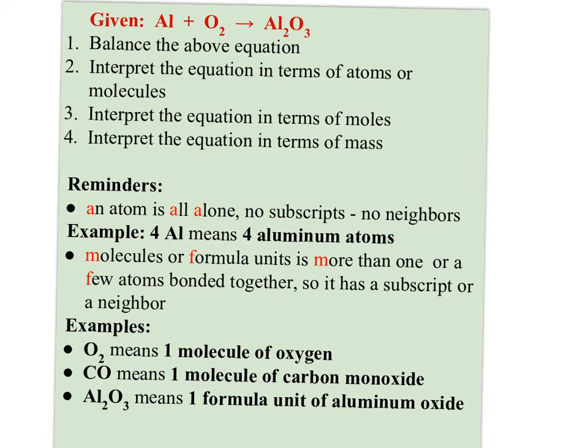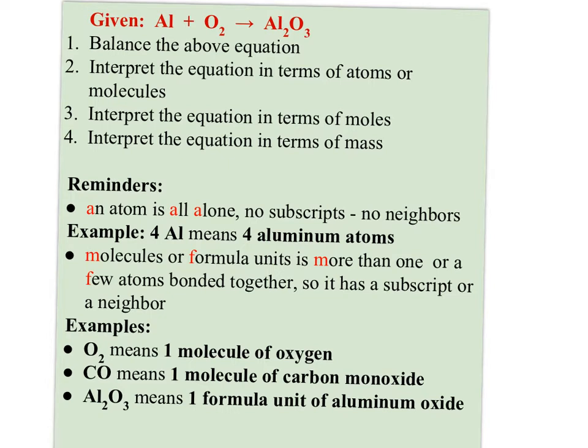So here's another example to look at. Given Al + O2 forms Al2O3, balance the above equation. So I'm going to encourage you to pause this and go ahead and balance, and I'll do the same. So if you balance this correctly, you'll need a 4 here, a 3 here, and a 2 here. So now it says, interpret the equation in terms of atoms or molecules. Well, a couple of reminders.